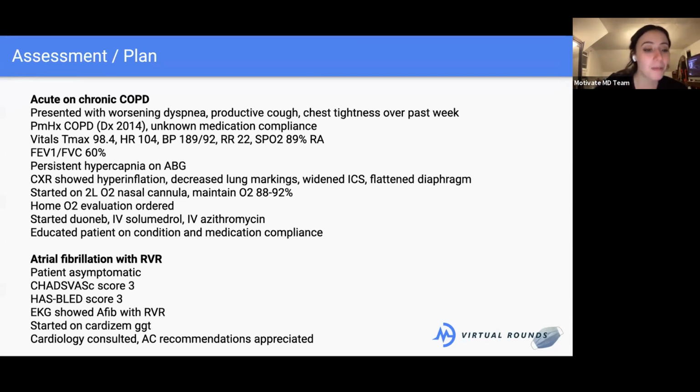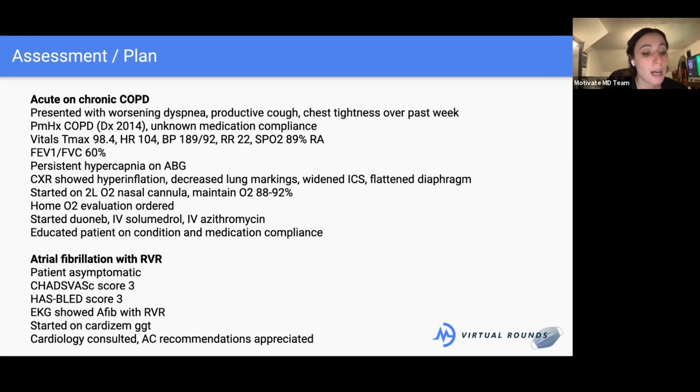All right. So next problem would be atrial fibrillation with RVR. So AFib, like we talked about, that irregular heartbeat, with RVR, which is rapid ventricular response. That means that the patient is tachycardic on top of their AFib. The patient was asymptomatic, which is a good sign.